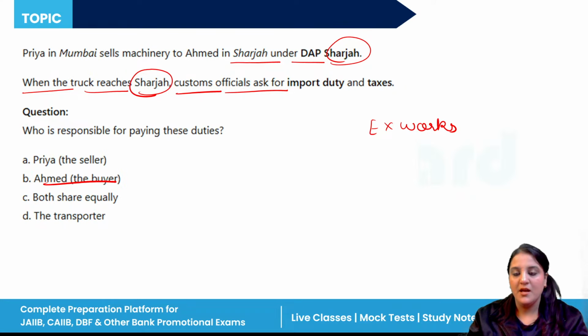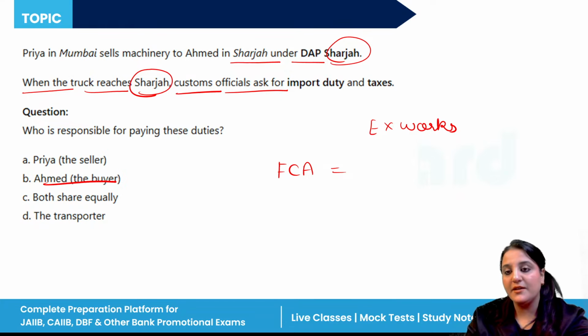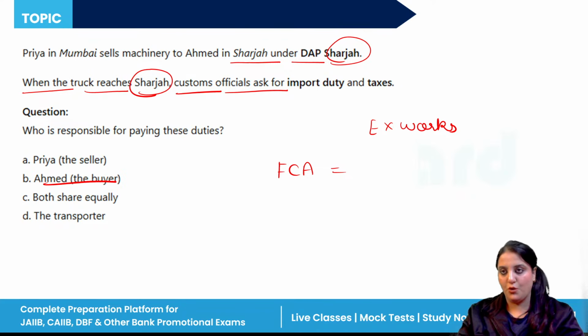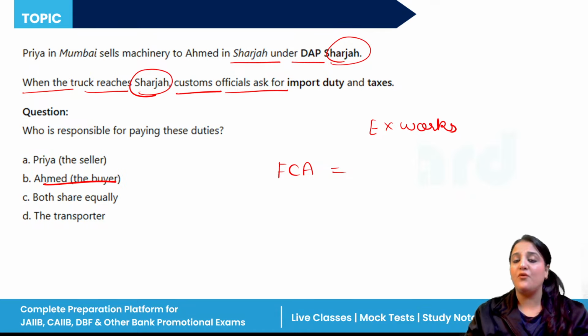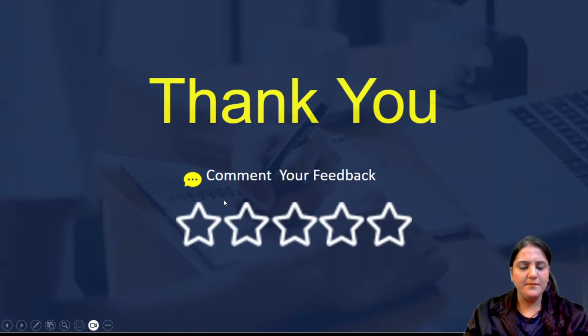That's it, right? And then we have FCA, which is free carrier. FCA means the seller delivers goods to the carrier nominated by the buyer and risk transfers when goods are handed to the carrier, right? And FAS is free alongside ship, where the seller brings the goods alongside the ship at port, and the buyer loads it into the ship and takes over all the cost and risk. So Incoterms are very important.